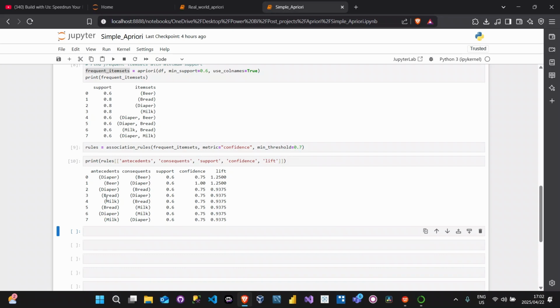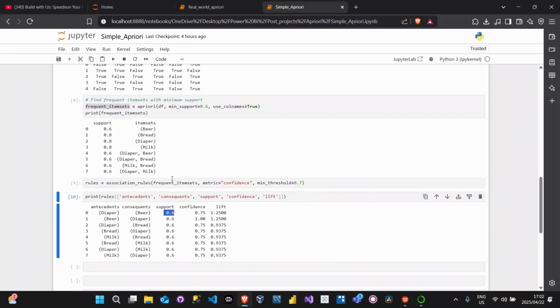So in this output, we are saying this is the root node. If diaper is bought, there is a chance we also buy beer. I explained the support. So we are saying the confidence, or the chance of buying beer after having bought a diaper, is 75%. The same goes for all these other attributes.